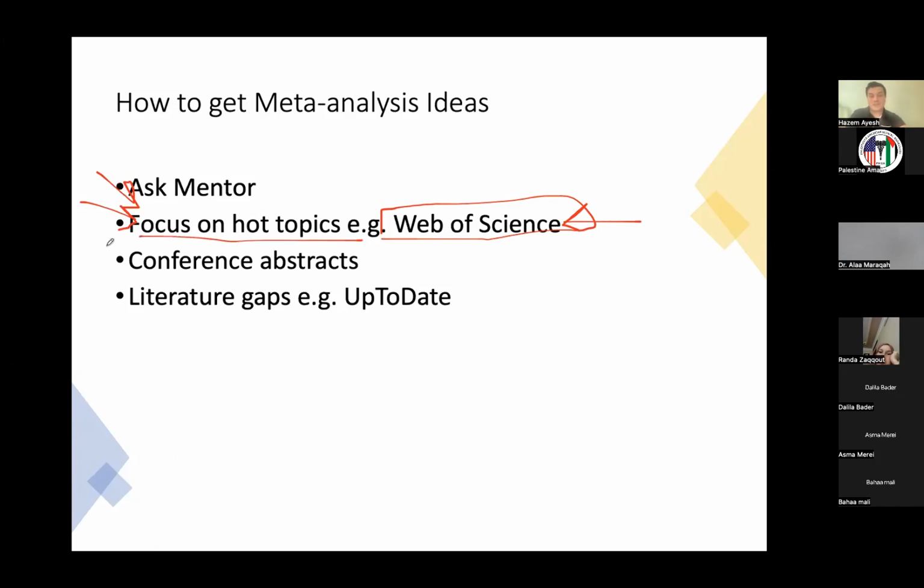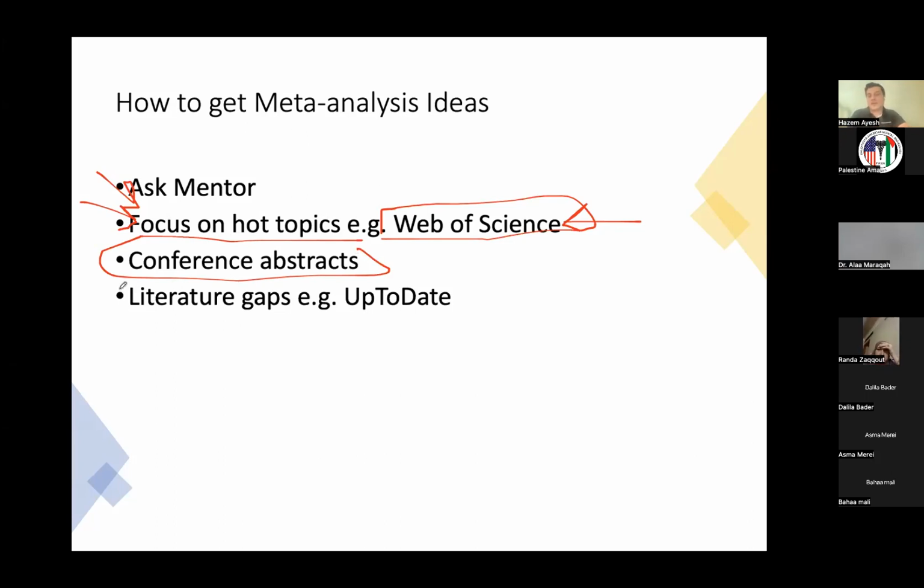Sometimes one of the tricks is to look at the conference abstracts, because some of them will present a meta-analysis without doing it full text. So you just get the idea, it's a good idea. You can search for it, see how you can tweak it a little bit, and then make a full-text meta-analysis from a good research idea that was presented at the conference.